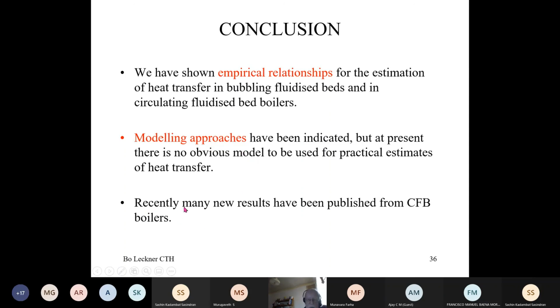the CFB was not so well described, but I have presented at least one correlation. But recently there are many new results published. I have seen in the recent one or two years results from CFB measurements in CFB boilers. So work should be done to compare these results and to compare them with previous results that I have shown here. So that is, I think, it for the heat transfer to walls.